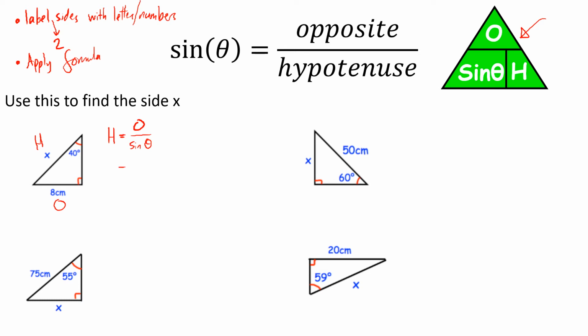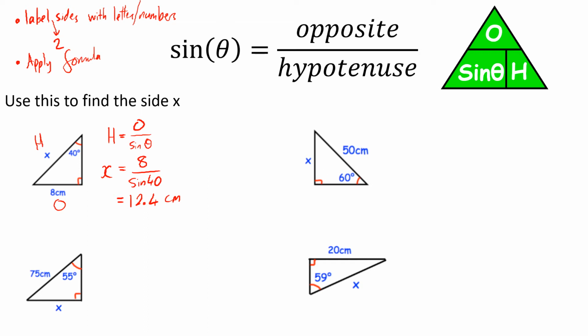So what we can do is substitute in the things that we know. So x equals, opposite is 8, over sine 40. And that'll give us that side is 12.4 centimeters. Now, you know that's right because the hypotenuse should be the longest side. If you ended up with something smaller than 8, you know you've made a mistake. I'd like you to pause the video at this stage, have a go at trying to find the other 3, and then come back in 3, 2, 1.